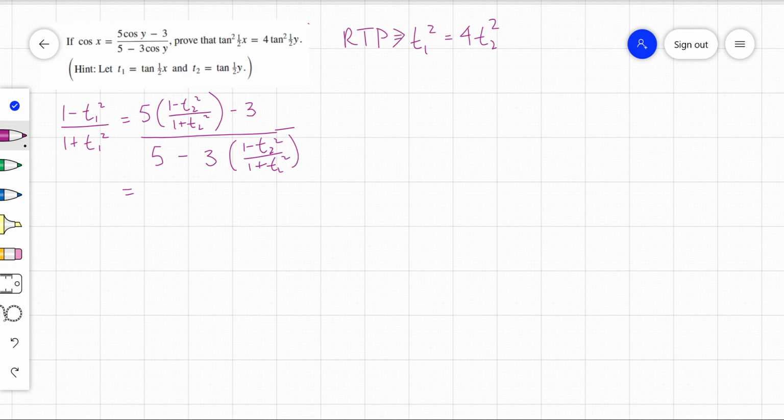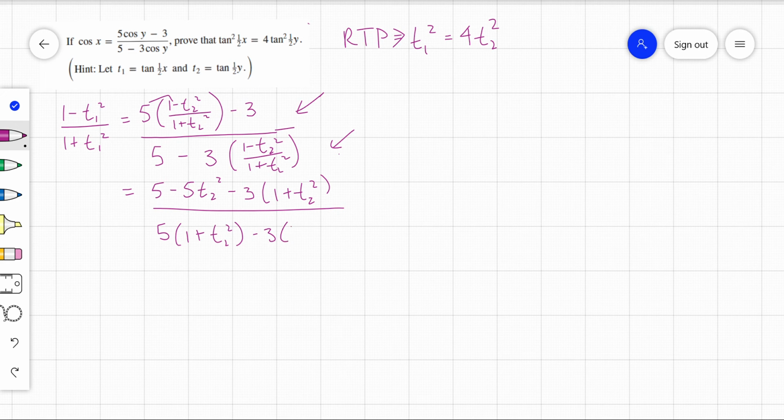There. So if we have a look at that, I'm going to make a common denominator of both the numerator's denominator and the denominator's denominator of 1 plus t2 squared. So they will end up cancelling, so I'm only worried about the top. So this will be 5 minus 5 t2 squareds, and then to have a common denominator, I need 3 lots of 1 plus t2 squareds. So that's my new numerator. On the bottom I've got 5 lots of 1 plus t2 squareds, minus 3 lots of, only worried about the top, t2 squared.